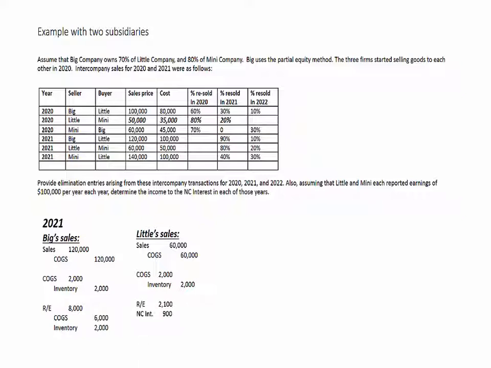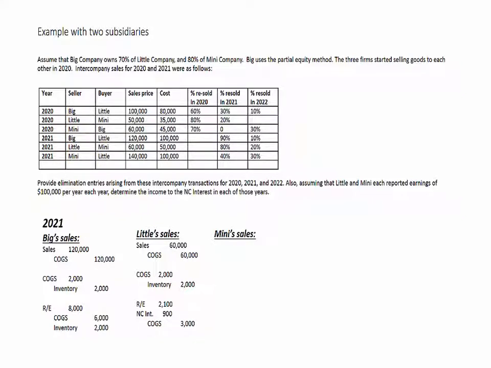That has now all been realized because the remaining merchandise was sold in 2021. So $3,000 was an upstream transaction, so that $3,000 is going to be split 70-30 between the parent and the non-controlling interest. Again, what's relevant is that Little is a 70% owned subsidiary, so the non-controlling interest is going to get 30% of that $3,000, and that $3,000 has all now been realized.